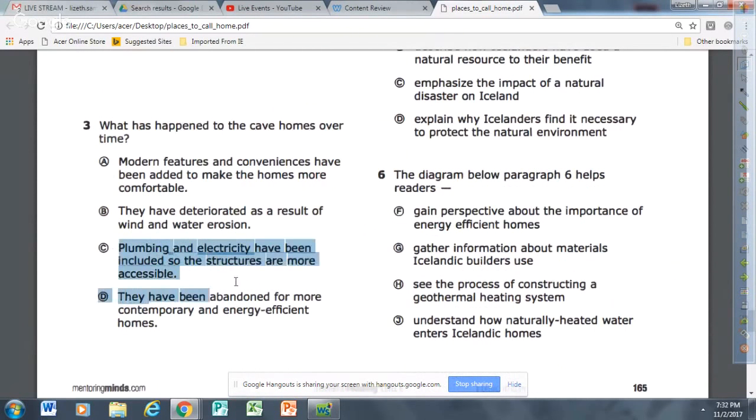Is it talking about the plumbing and electricity to make it more accessible? Or is it talking about modern features and conveniences that have made the homes more comfortable? Go ahead and email me your answer, and I will give you some time to do that. So we narrowed it down to two. Is it A or C?